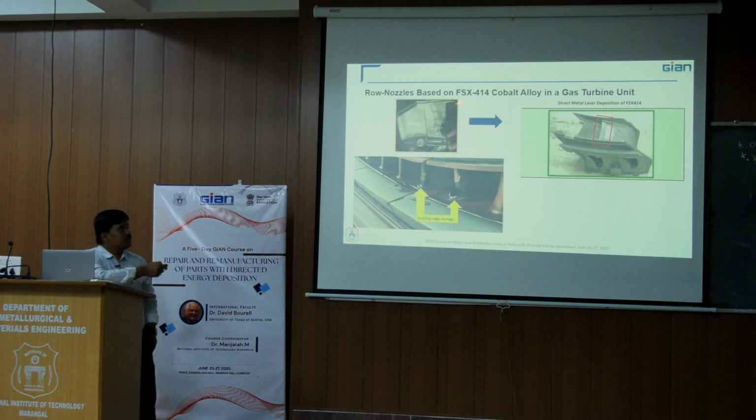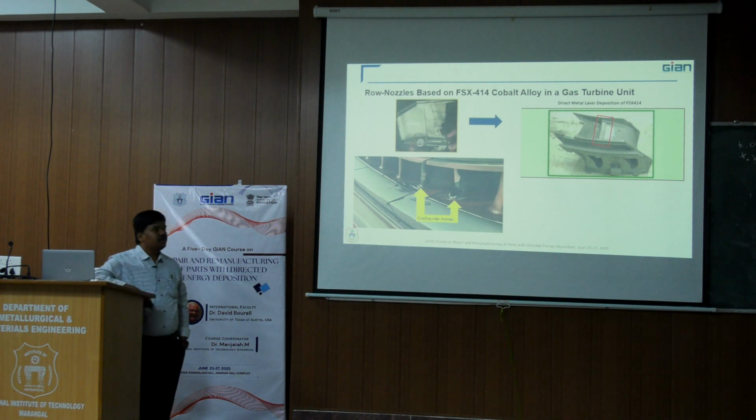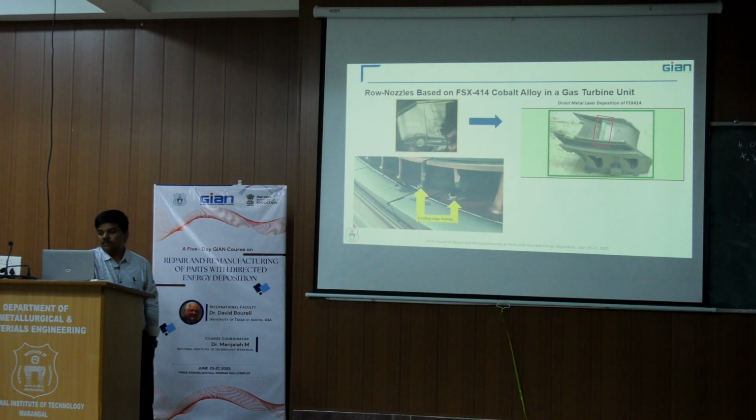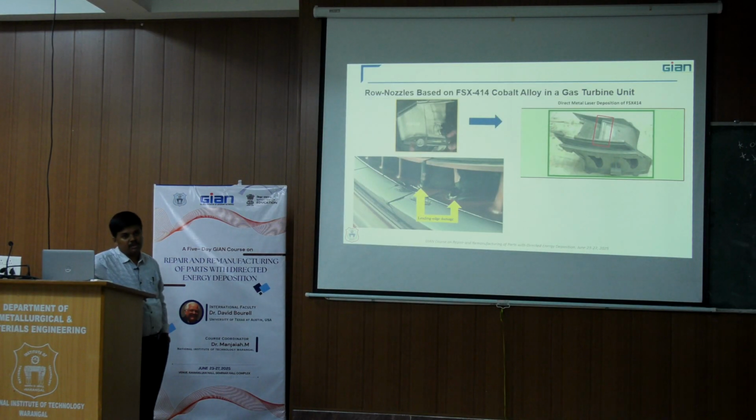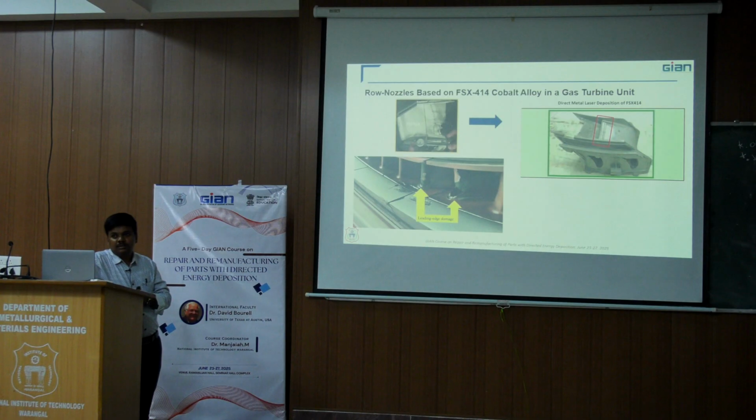Because when you see, this kind of part is cast and machined, the microstructure of that part is equiaxed. But when we deposit these additional features onto the existing part, we are going to end up with some kind of columnar dendritic structures in that. The mechanical properties are not going to match. Then again the part is going to wear very quickly even if you repair it.